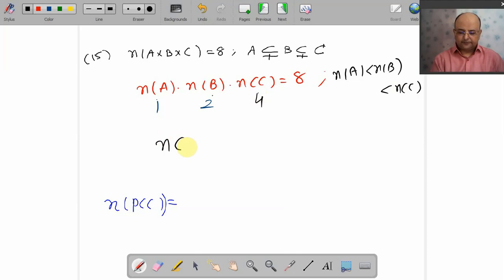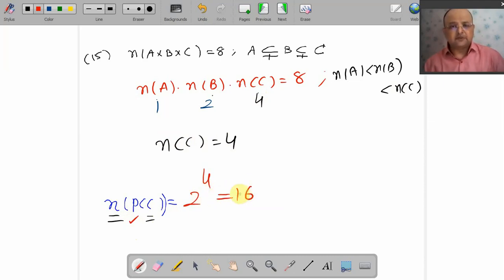So what is n(C)? n(C) equals 4. Was it the answer? No, your answer was not n(C). You were asked to find n(P(C)). What is P(C)? Yes, my dears, the power set of C, and that is, if you recall, 2 raised to 4. So this is how we twist the questions. Got it? Okay. What is, let's take one more. What is n(P(B))?